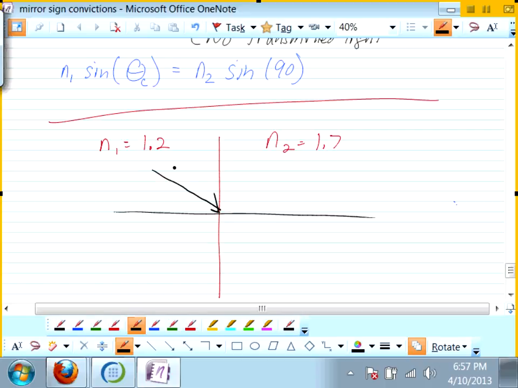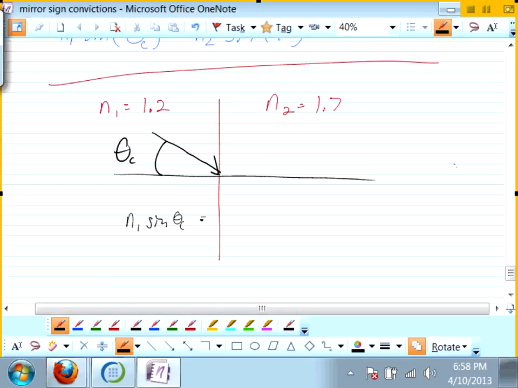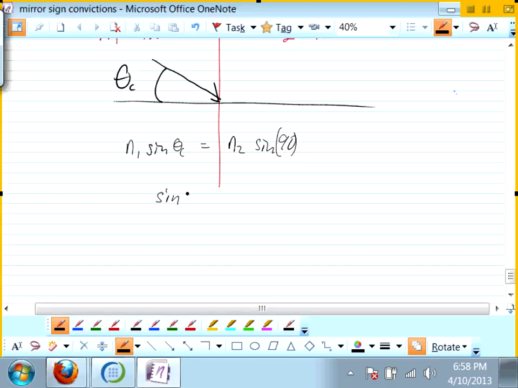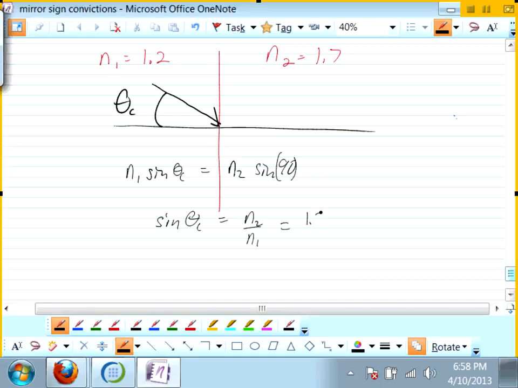So here's another interface of two different media. And I am now looking for the critical angle for total internal reflection. What angle should I come in at to get total internal reflection? And so you do just what we said before. n1 sine theta critical is equal to n2 sine 90 degrees. And you could say that the sine of theta critical is equal to n2 over n1, which is equal to 1.7 over 1.2.